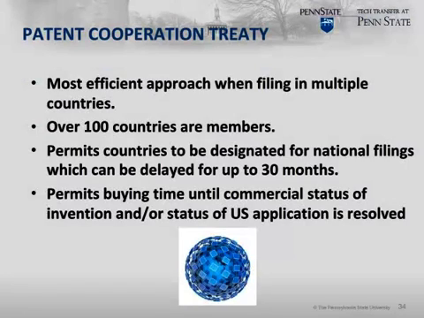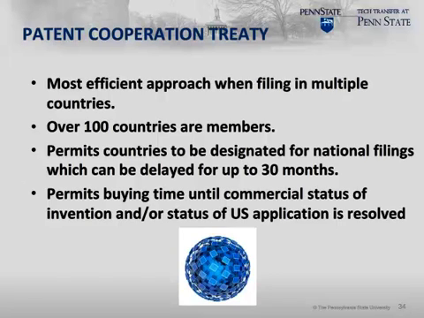The Patent Cooperation Treaty, PCT. This application can be filed instead of or with a utility patent application, on or before the 1-year expiration date of the provisional patent application. The advantages of filing a PCT are numerous. It is the most efficient approach when filing in multiple countries, and over 100 countries are members. It permits countries to be designated for national filings, which can be delayed for up to 30 months.